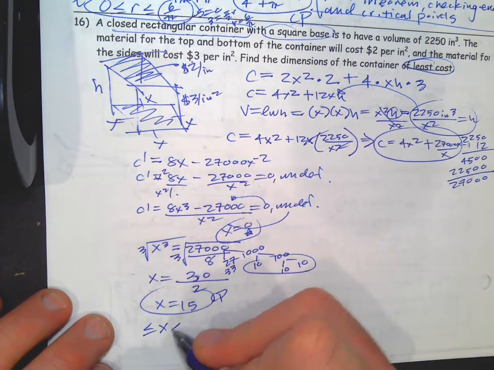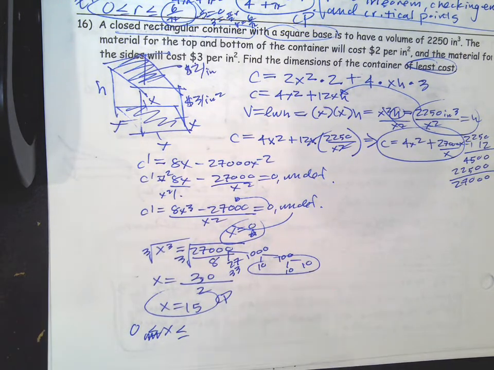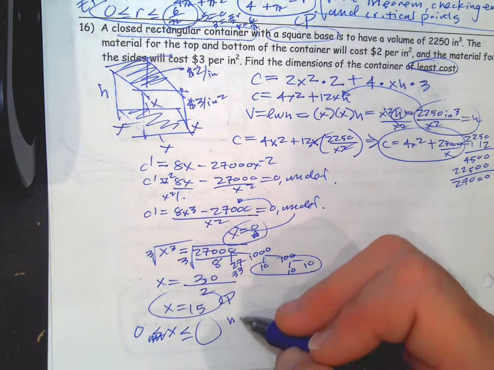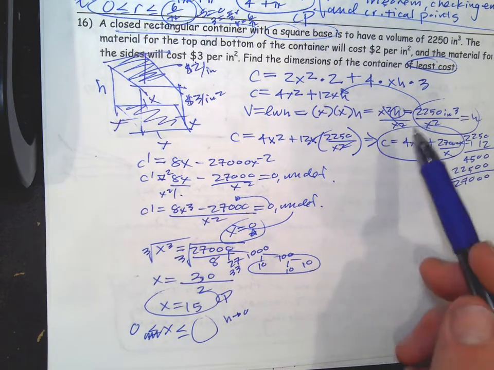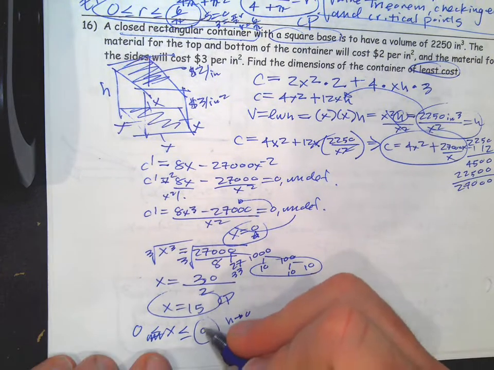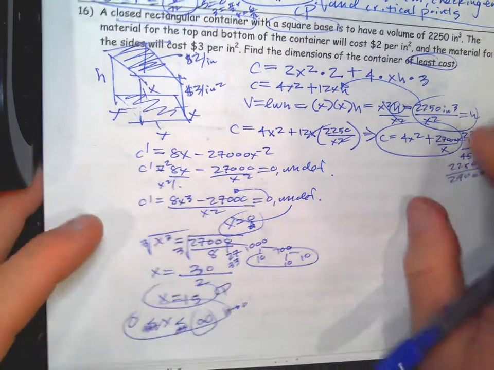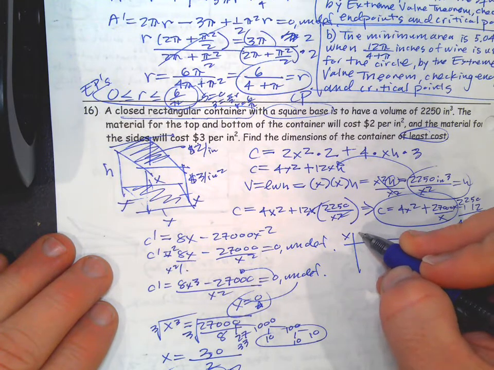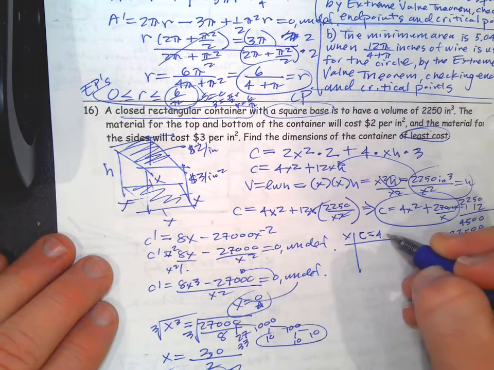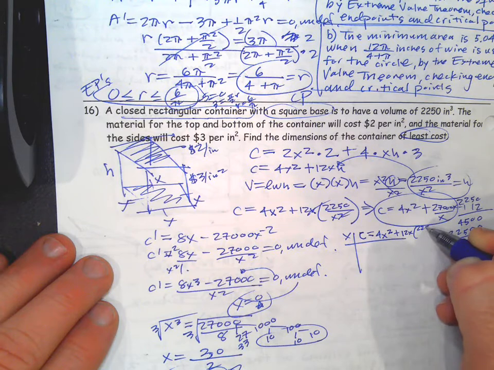Endpoints. Smallest x to be, x cannot be 0, because then you don't have the volume of 2250 inside. And as h goes to 0, x squared x blows up, goes to infinity. So we don't have endpoints. We could do kind of an EVT style thing. We make like a table and we plug it into the cost function. 4x squared plus 12x times 2250 over x squared.